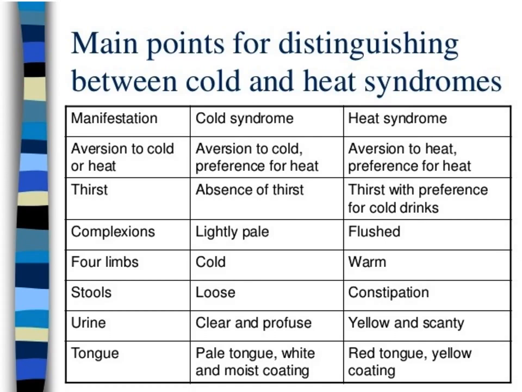In complexion, cold is lightly pale, while in heat, flushed. In the limbs, cold syndrome, cold; in heat, warm. In stools, there is a loose stool in cold, and there is constipation in heat. In urine, there is clear and profuse in cold, yellow and scanty in heat. In tongue, pale tongue, white and moist coating. While in heat, there is a red tongue and yellow coating.